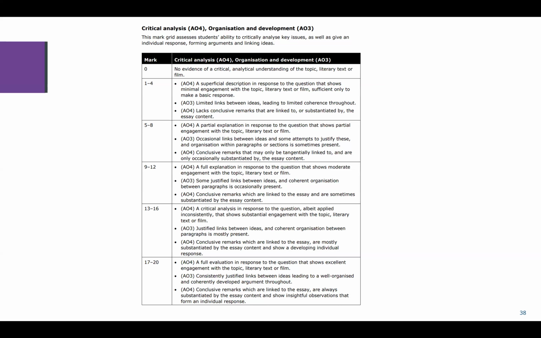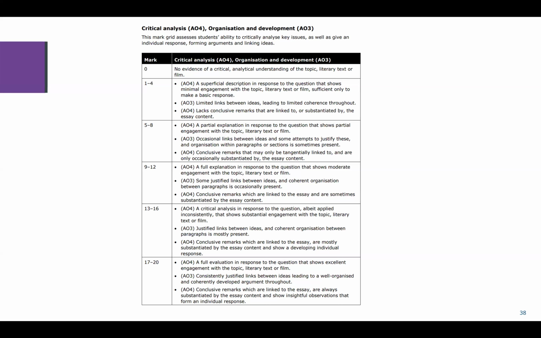AO3 is really then showing the examiner that they understand how to present it in terms of paragraphing, for example, and making sure that there is a sort of link. It's cohesive, if you want. So this idea of linking between paragraphs, that it's not just one paragraph on this, then we come to the next paragraph on something else, the third paragraph on something else. So it's very much that it's quite cohesive and whole.